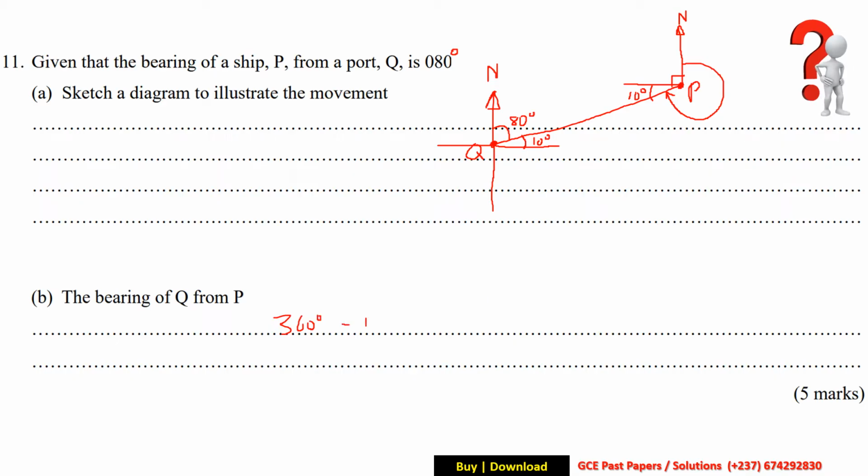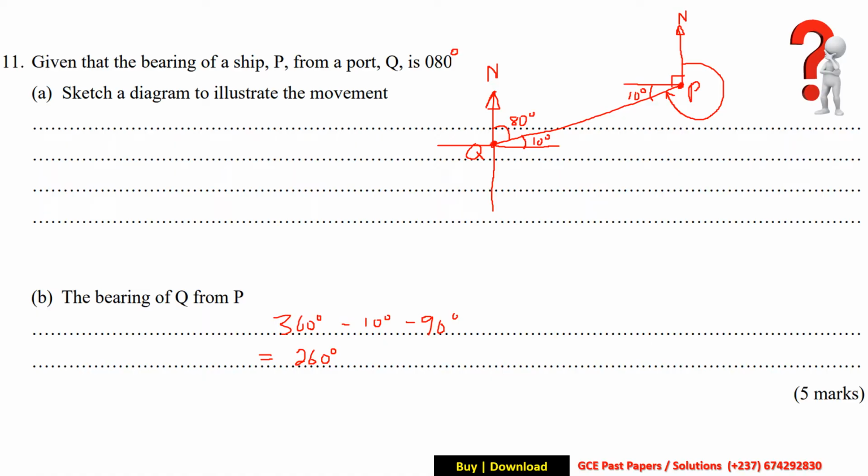Minus that 10 degrees that you can see there, and then minus the 90 degrees, because that's the angle that is left. And what does that give us? So this bearing should be equal to 360 degrees minus 100 degrees, which is 260 degrees. So that's the bearing of Q from P. Yes, this one will be tricky for some students. You can go through the video again if you don't understand this one, or leave your message on WhatsApp.